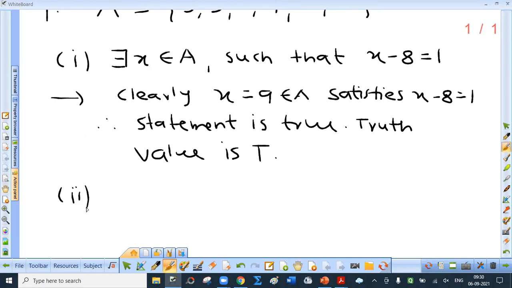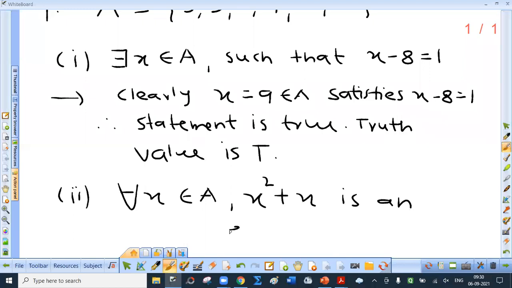Then second, for all x belonging to A, x square plus x is an even number.